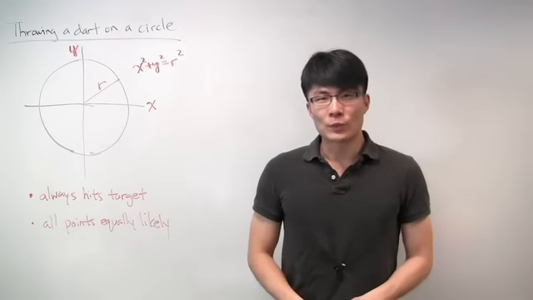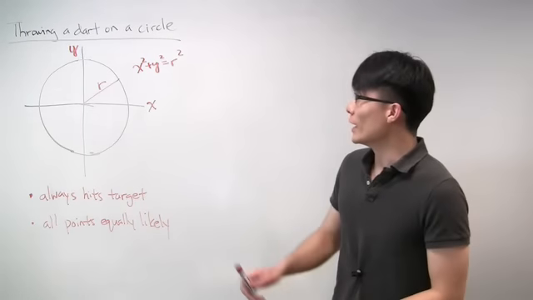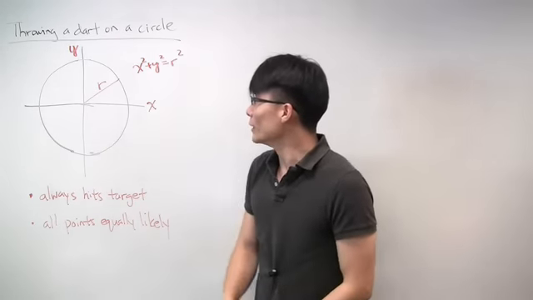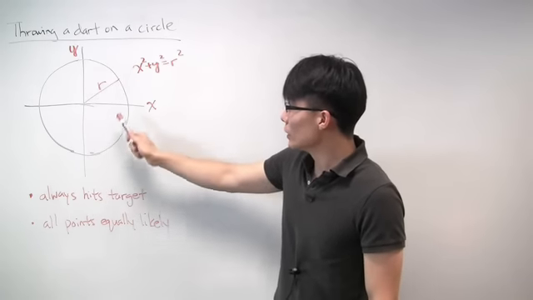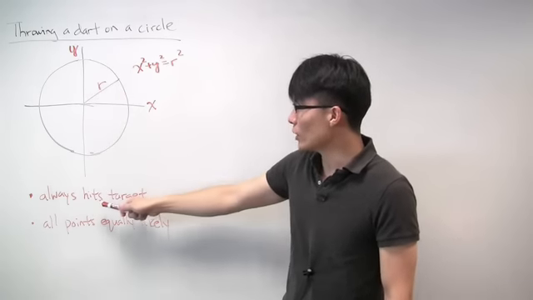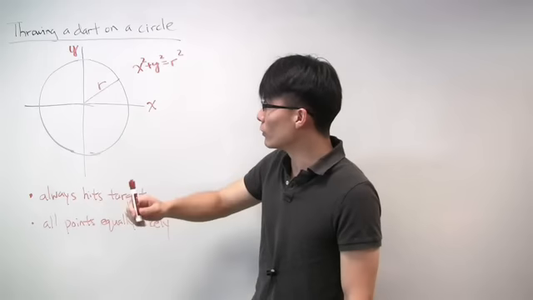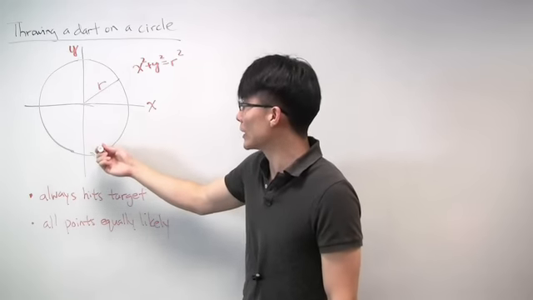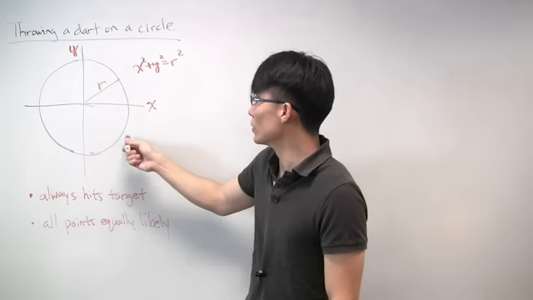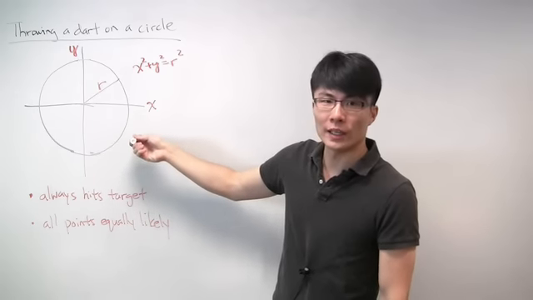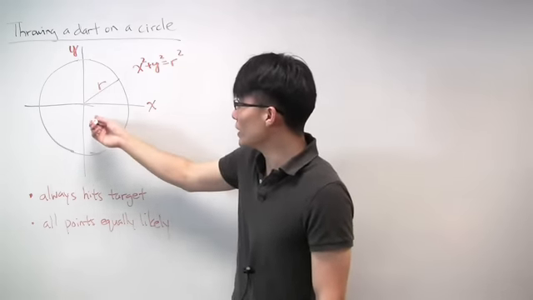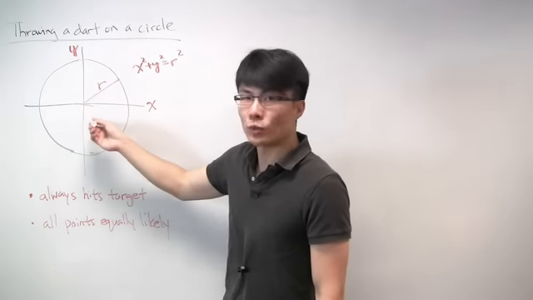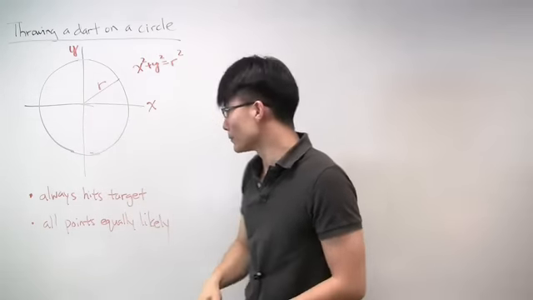Hi. In this problem, we're throwing a dart at a circle, and the circle has radius r. What we assume is that we always hit the target. So whatever we throw, the dart always lands somewhere within the circle. We don't miss completely and hit out here. The other thing we assume is that all points within the circle are equally likely.